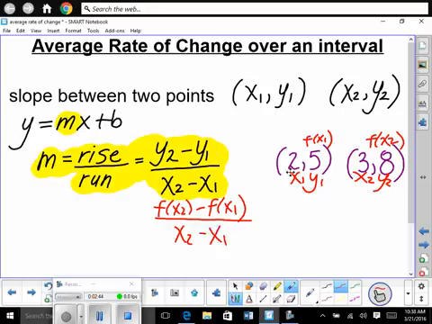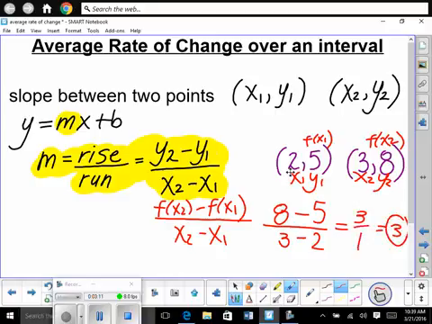Okay, so f of x2 was 8. So we're doing 8 minus f of x1, 8 minus 5, all over x2. Sorry, that was y2, right? y1 all over x2, which is 3 minus x1. So our average rate of change, or the slope, because it's a line, is 3 over 1, so it's 3. So our slope's 3, and that's also the average rate of change. So isn't the average rate of change really just the slope?